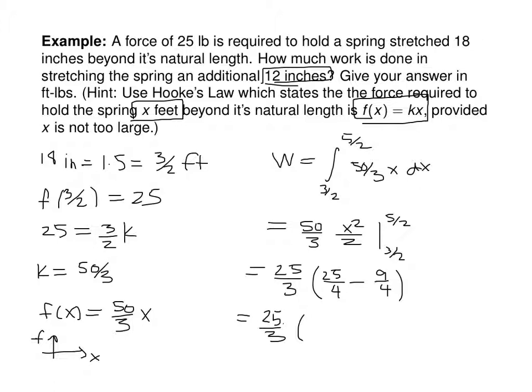So 25 minus 9 is 16 quarters, which would be 4. So that will be 100/3 foot-pounds of work. The point is that the work is greater the farther and farther and farther you stretch that spring.